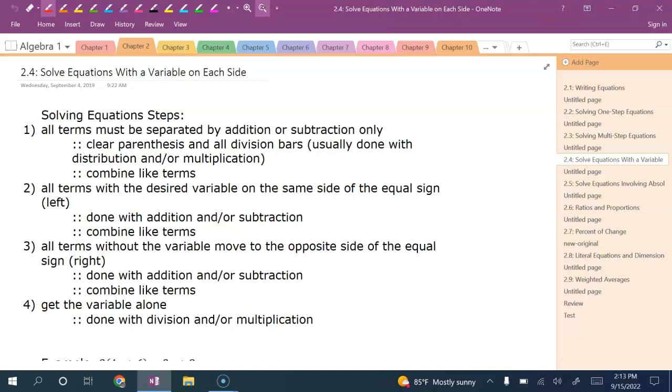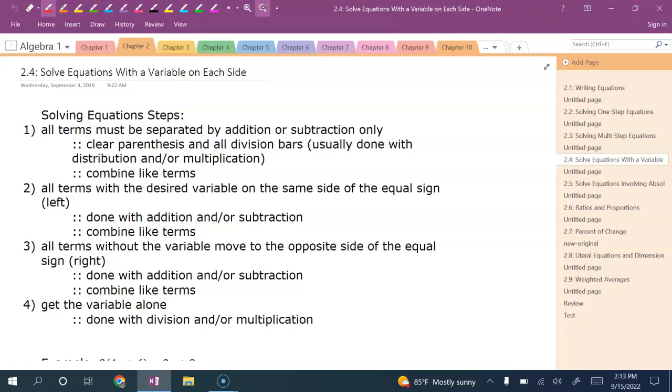The big difference here is that you may have the letter that you're trying to solve for on the left and the right side of the equation. And so in order to solve problems that look like that, we will need to get all of the like terms together. So first thing you want to do is make sure again that all of your terms are still being separated by addition or subtraction only. Clear any parentheses that you might see, clear division bars, using multiplication, your distributive property, and then combine like terms if you need to.